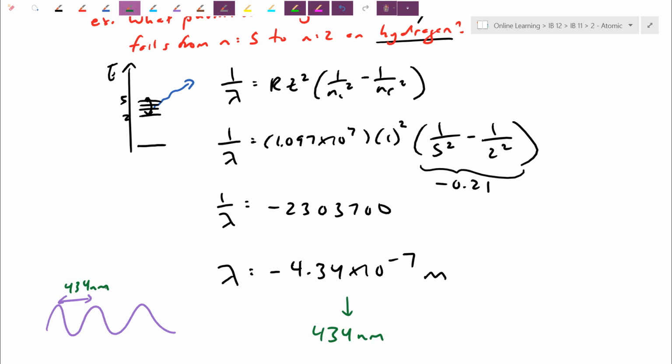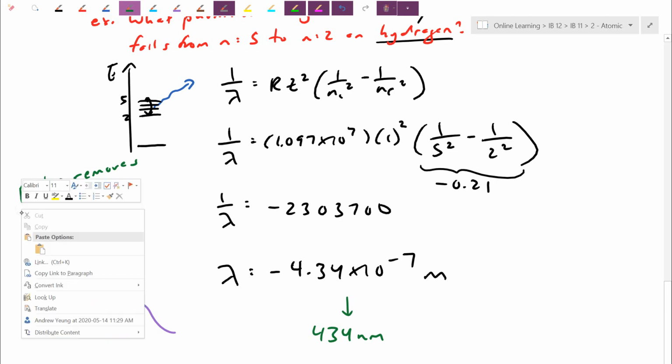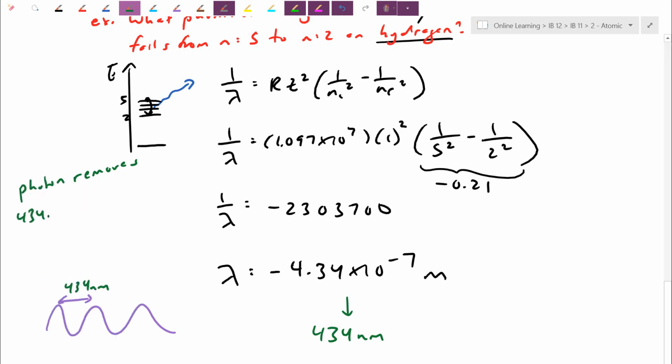So let's just write down in words here. The photon removes, or takes away, 434 nanometers worth of energy. Now I know that's not exactly an energy term. We'll do that in the next question. Worth of energy from the electron. Right?